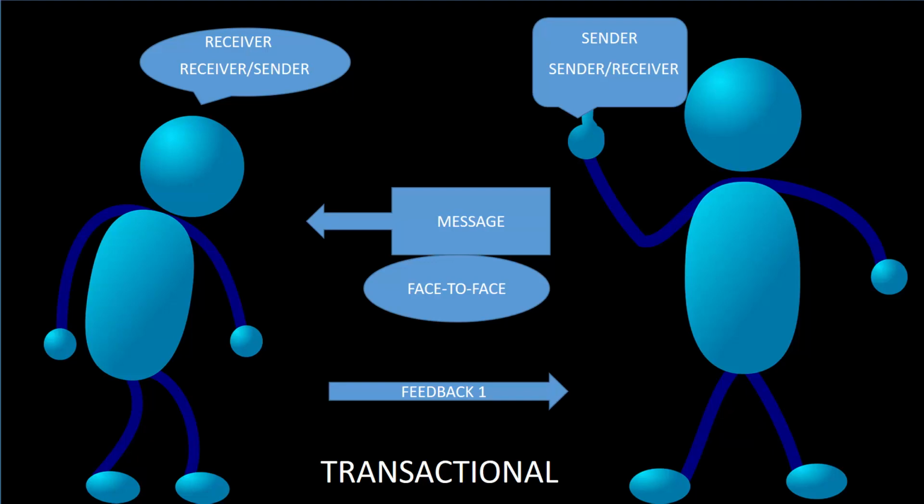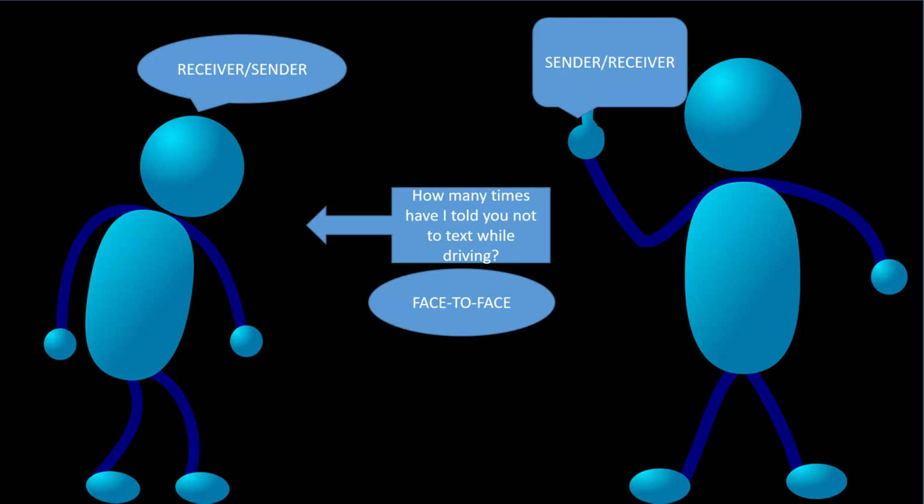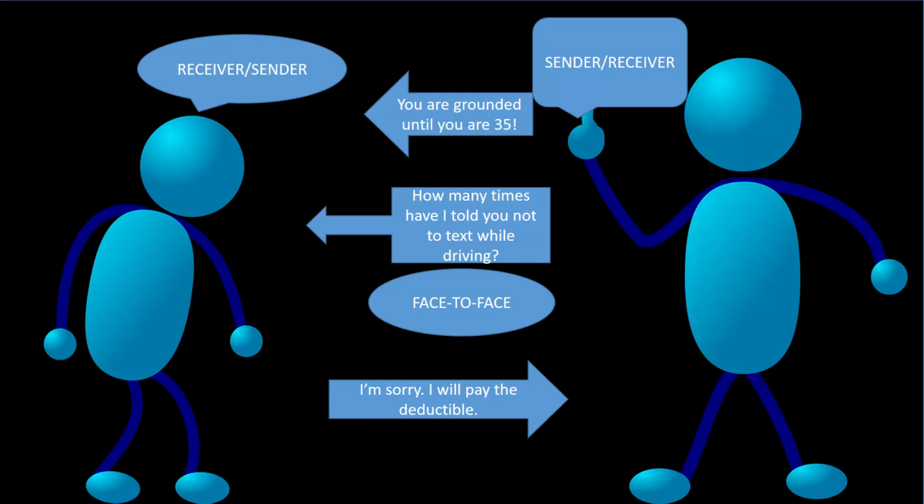So let's insert a realistic conversation. The sender-receiver transmits a message. How many times have I told you not to text while driving? The receiver-sender produces the feedback of, I'm sorry, I'll pay the deductible. The sender-receiver sends additional feedback. You're grounded until you're 35. Now, as long as this conversation continues, they will be in a feedback loop.